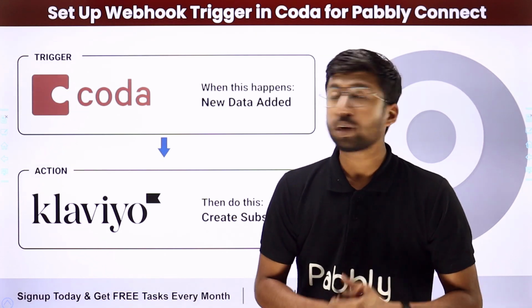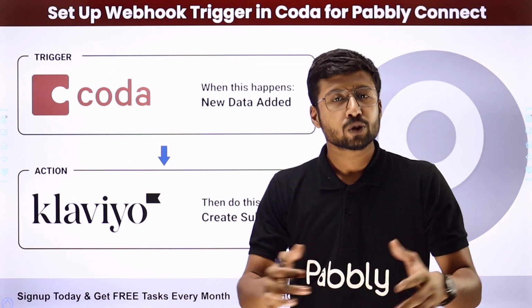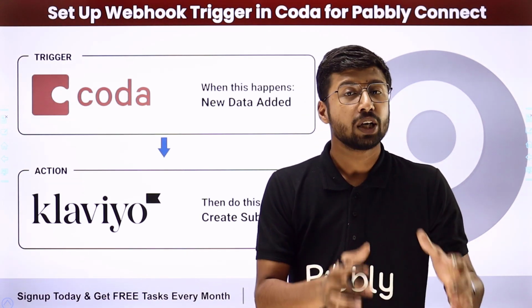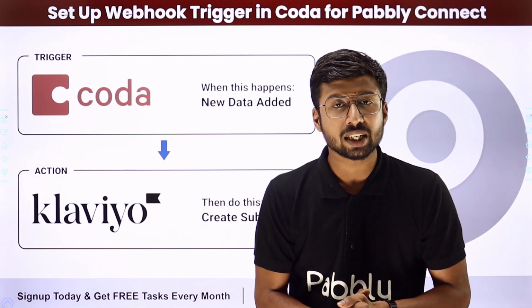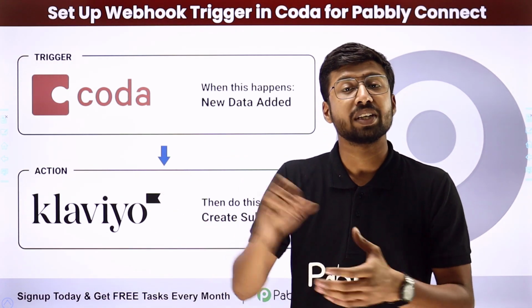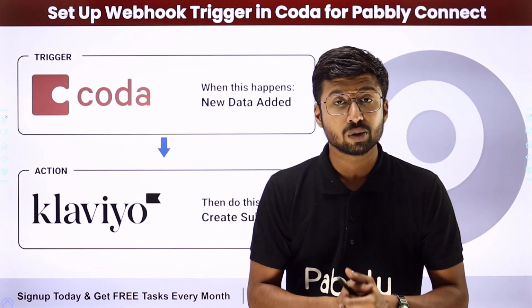In this video, we are going to learn how to set up Webhook Trigger in Coda for Pabbly Connect. So today we are going to discuss how you can set up a Webhook URL in your Coda account so that whenever new data is added to a doc in Coda, that same doc or the same details will automatically be received inside Pabbly Connect under the trigger window, and we will be triggering our automation workflow.